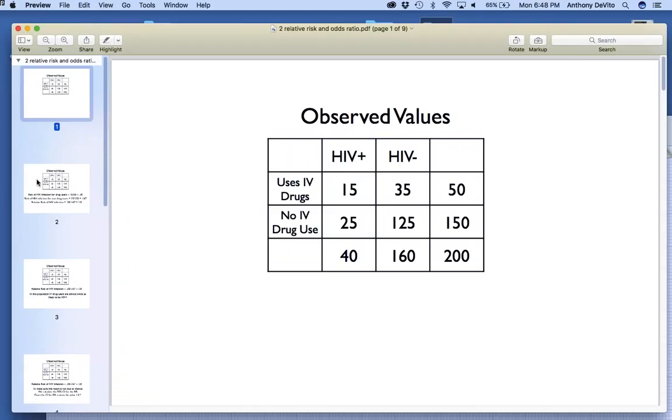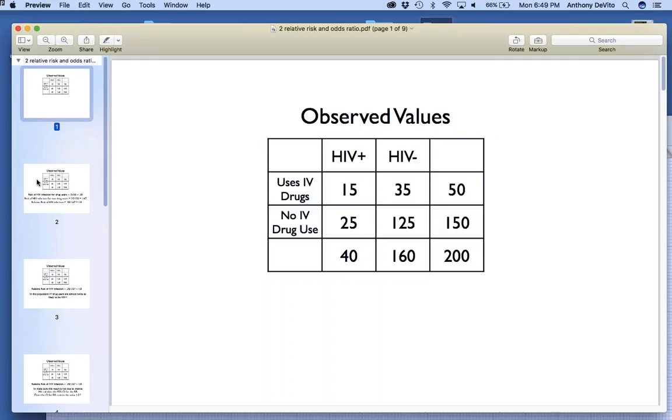Okay, here's a group where I have 200 people again. As it turns out, within this group of 200 people, 50 of them use IV drugs and 150 of them don't use IV drugs. This is probably a very high at-risk population. As it happens, 15 out of the 50 people that used IV drugs turn out to be HIV positive, and 25 of the people that don't use IV drugs turn out to be HIV positive. Okay, 125 aren't. So these start out as my observed values.